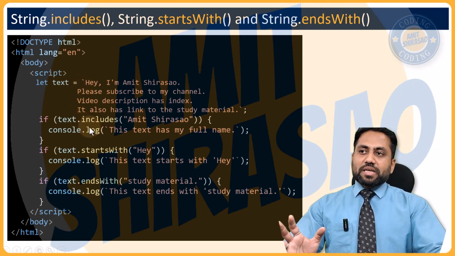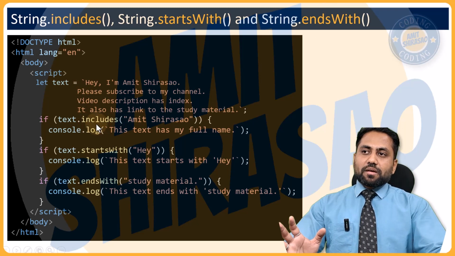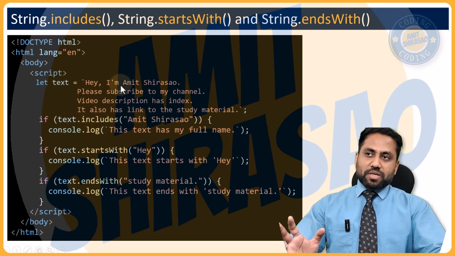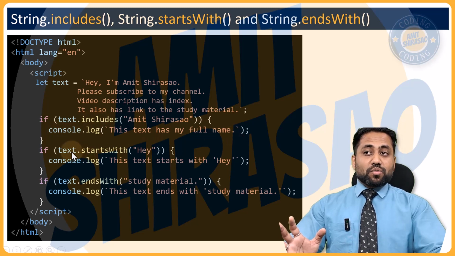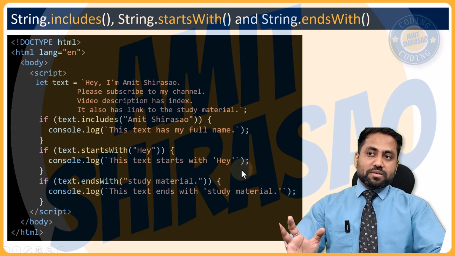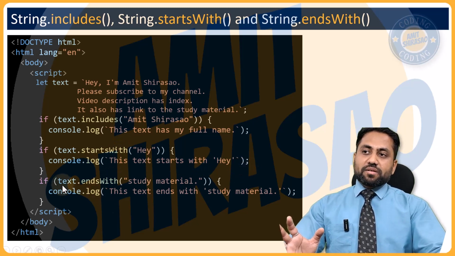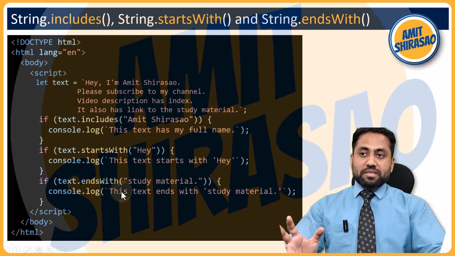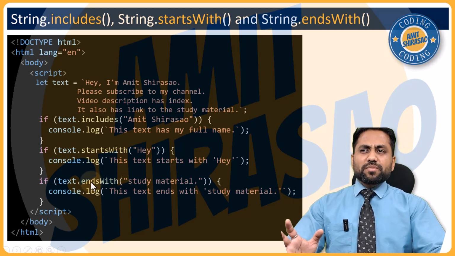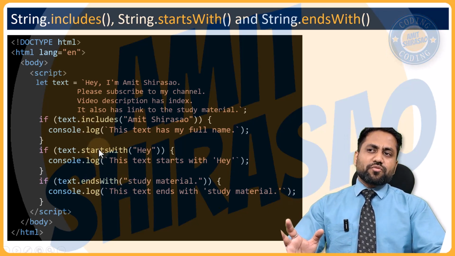So if I say, tell me whether this string includes Amit Shirasao. Yeah, it does. And that's why this will get printed. I can say, does it start with hey? Then, yeah, this text really starts with hey. And I'll say whether this ends with study material full stop. Yeah, it does end with study material full stop. Okay, so this means basically it will give you a Boolean value. It will give you true or false.